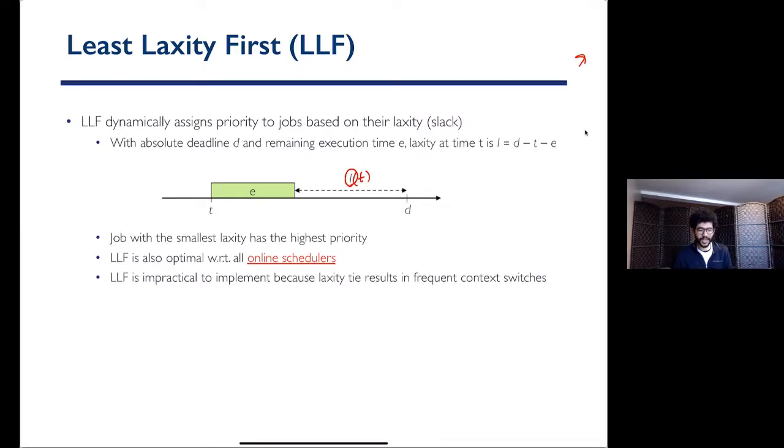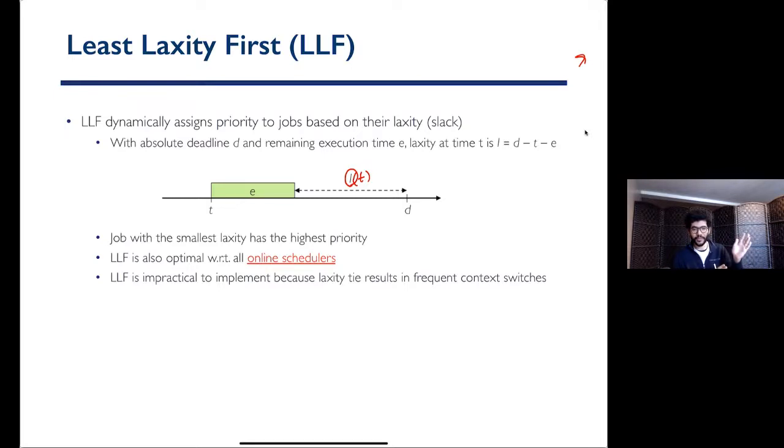It's also very impractical to implement, because you could have a situation where you have two tasks with the same laxity, and then you will have to context switch between them again and again and again. If two tasks have the same laxity, you're going to run a little bit of one of them, and then the laxity of the other one becomes shorter. So then you will have to switch to that one. And then again, you will have a tie. And then you run one of them, and the other one becomes higher priority. And then you have to context switch.